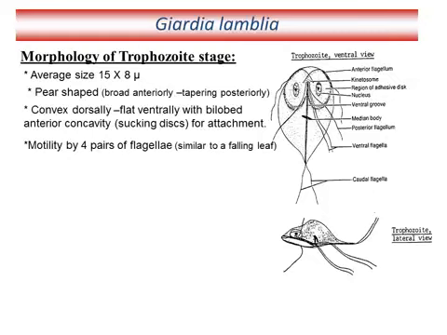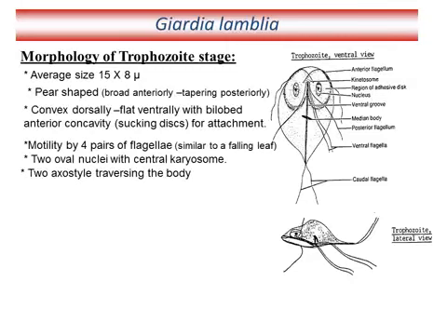Motility by 4 pairs of flagella, similar to a falcon leaf. Two oval nuclei with central karyosome. This is the karyosome, central.